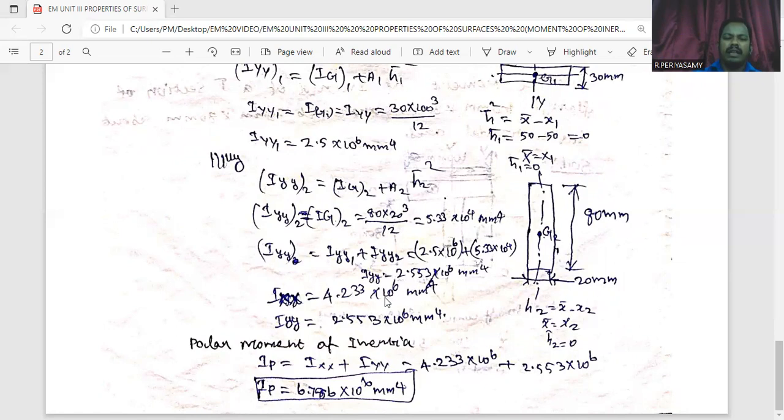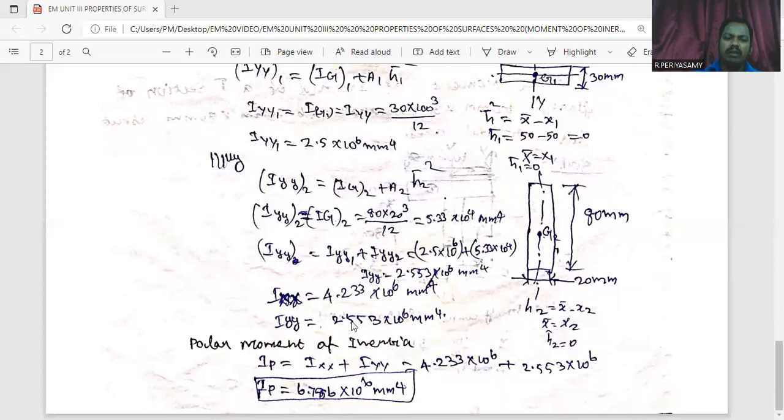In this problem, they asked to find the moment of inertia about the x-axis, 4.233 into 10 to the power 6 mm power 4, and the moment of inertia about the y-axis is 2.553 into 10 to the power 6 mm power 4. This is the final output.